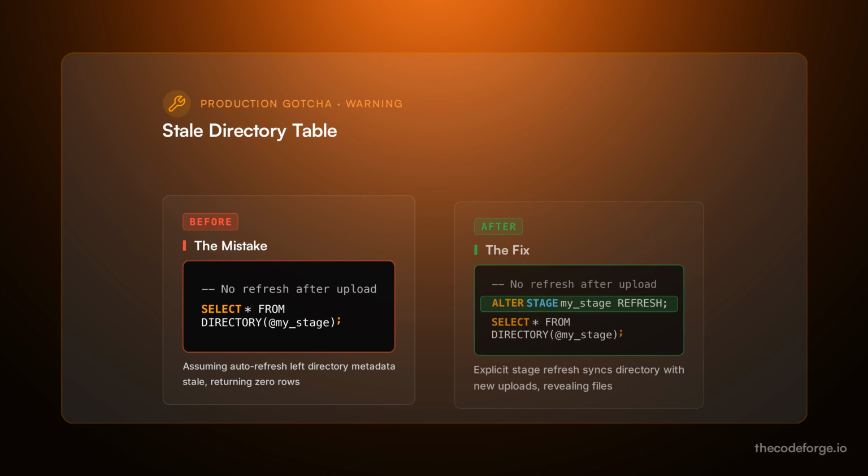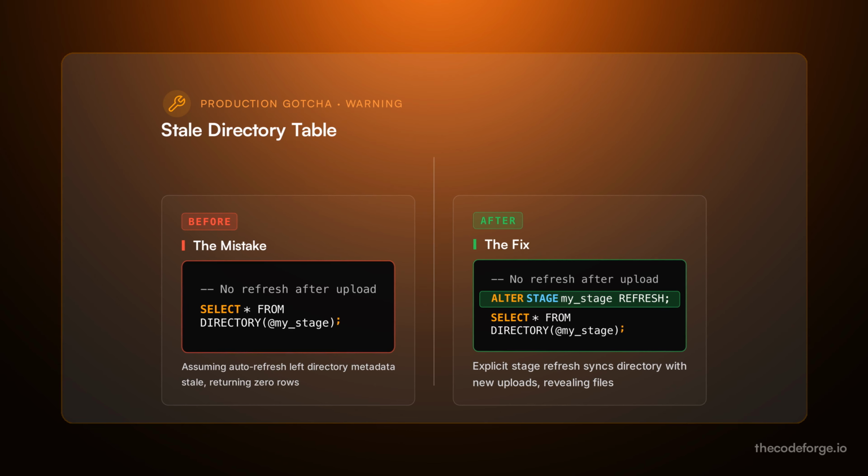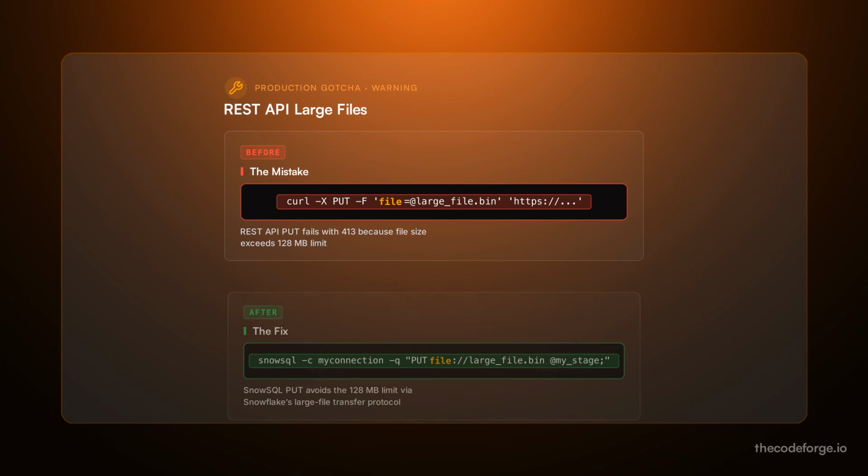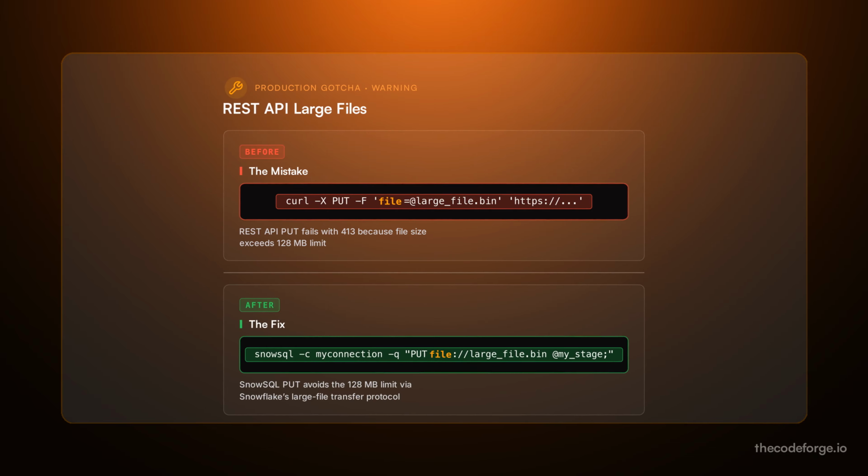The mistake from the incident was querying the directory table without refreshing after upload, leaving metadata stale and new files invisible. The fix adds an explicit alter stage myStage refresh before the select, which syncs the directory with new uploads and reveals the files. The REST API PUT fails with a 413 error because it has a 128 MB limit. For larger files, use SnowSQL PUT, which avoids that limit by using Snowflake's large file transfer protocol.